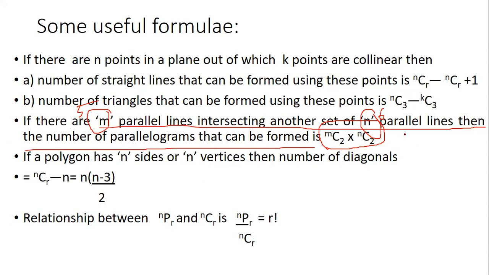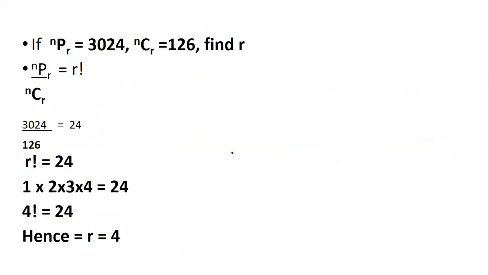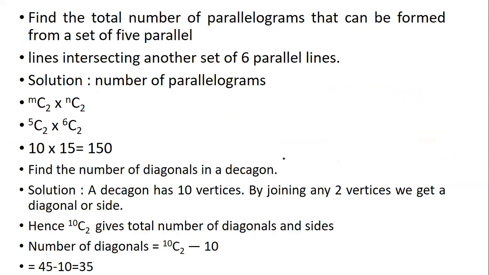Okay, so how do we do this? We will have 5C2 into 6C2. This will be the actual combination. Now once we solve this 5C2 into 6C2, then we will be able to get the answer for the number of parallelograms that can be formed by intersecting 5 and 6 parallel lines. Did you understand this property? I want everybody to reply. Did you all understand this property?